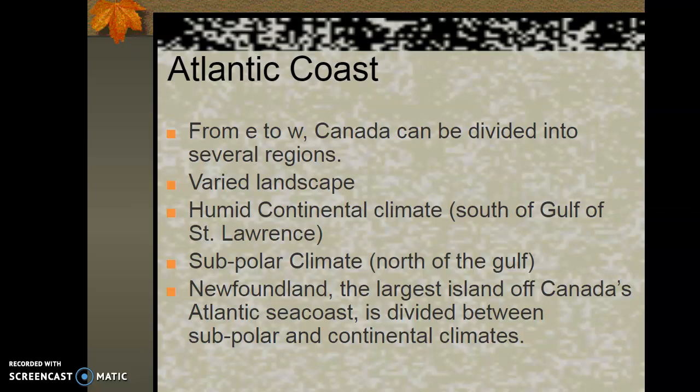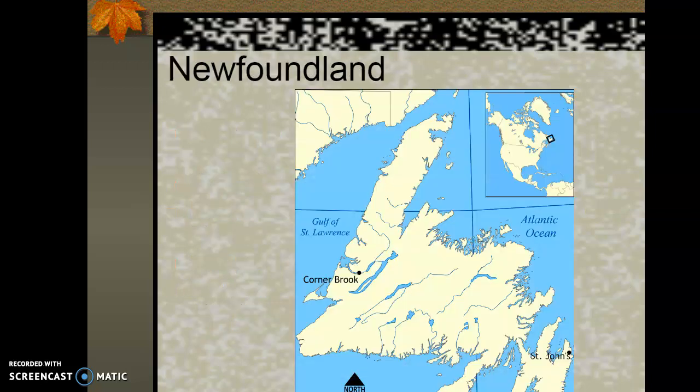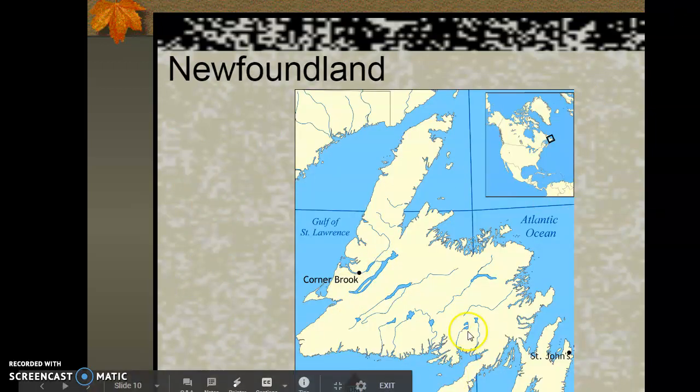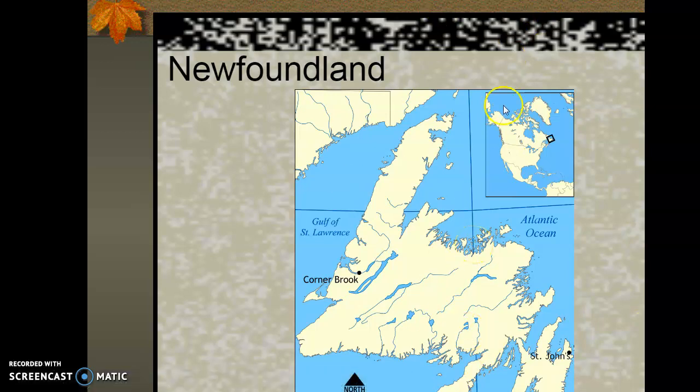Newfoundland is the largest island off Canada's Atlantic seacoast, and it is divided between subpolar and continental climates. Here is a picture of Newfoundland. It's a huge island, and it's right there if you're trying to get an idea of context. So the United States, Canada, and then Newfoundland.